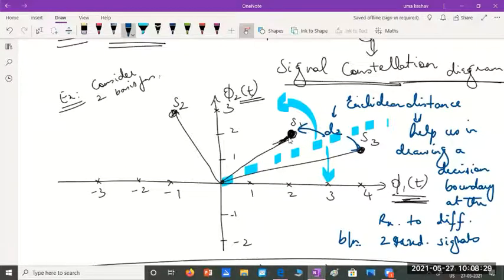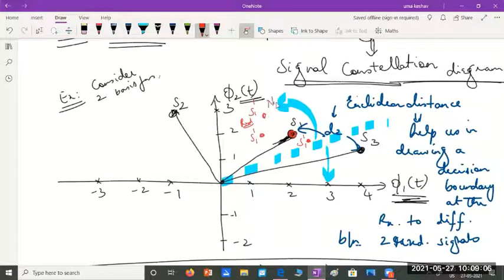There will be noise added to the signal. Here we have just plotted the signal as it is, but when noise gets added to the signal, what happens? This S1 may be shifted here. So S1 may be here or here, that S1 dash may be the received signal I'm talking of. That S1 dash can be somewhere here. I'm calling it S1 dash, the received signal. So the received signal need not exactly be the same as S1, but it will be slightly different.